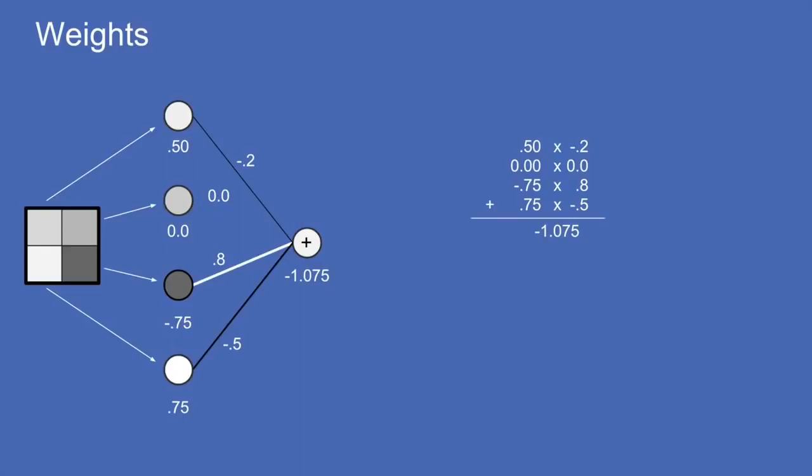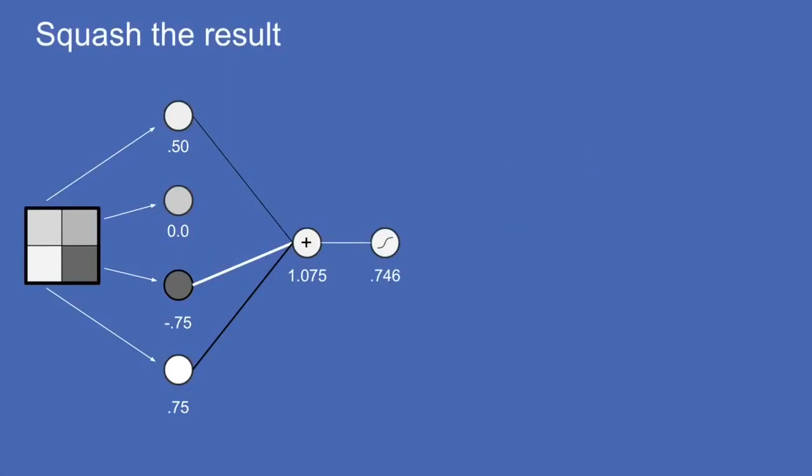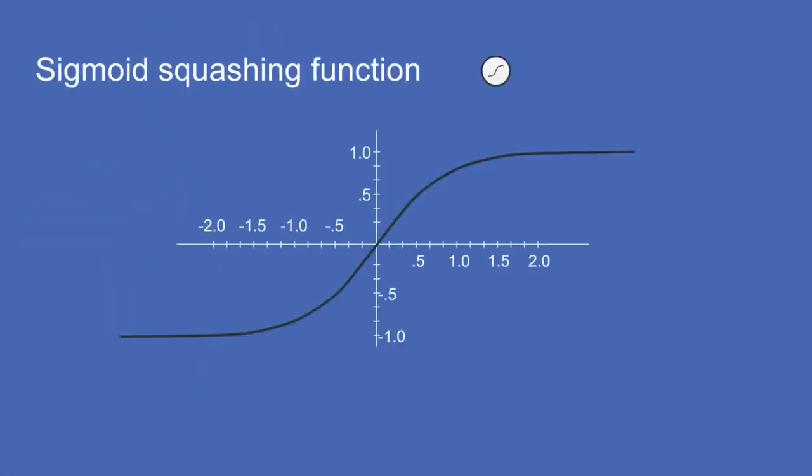Graphically, it's convenient to represent these weights as white links being positive weights, black links being negative weights, and the thickness of the line is roughly proportional to the magnitude of the weight. Then, after you add the weighted input neurons, they get squashed. And I'll show you what that means.